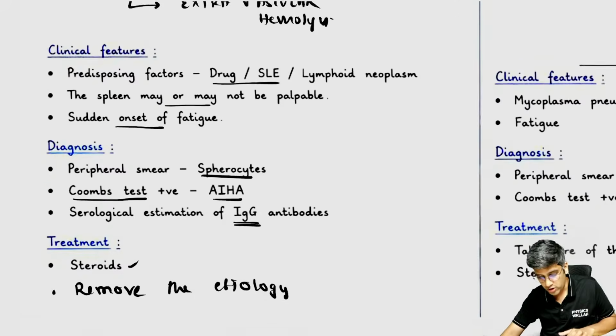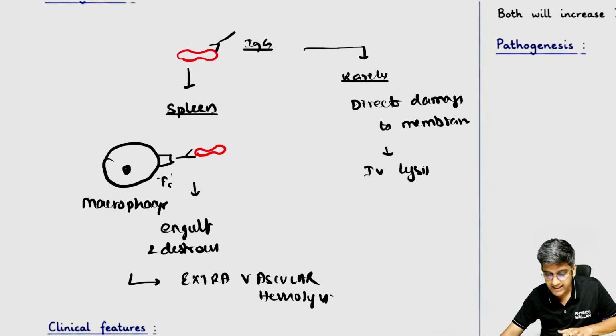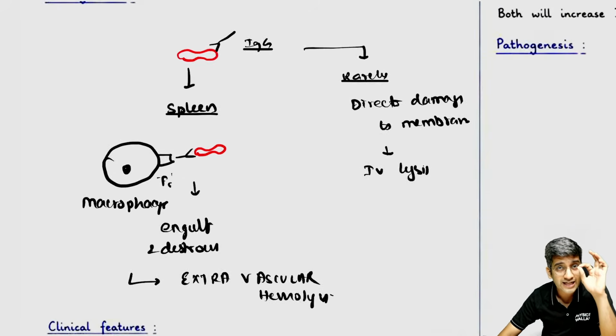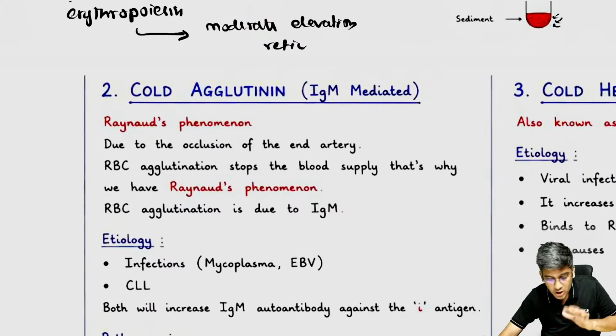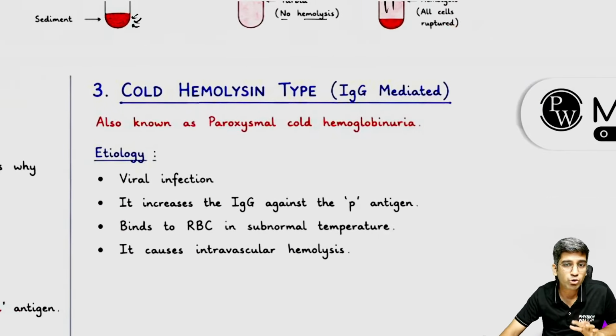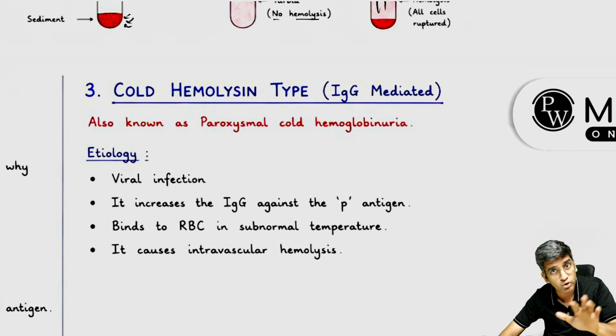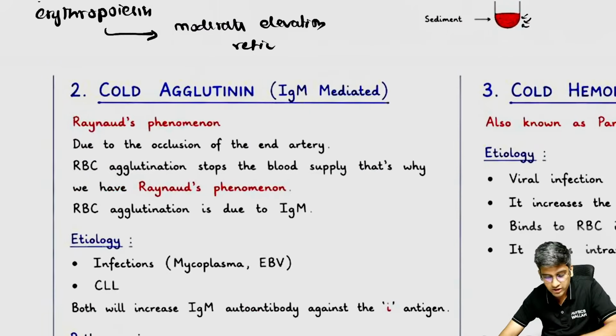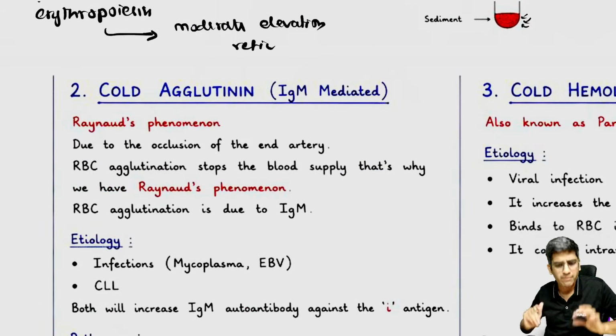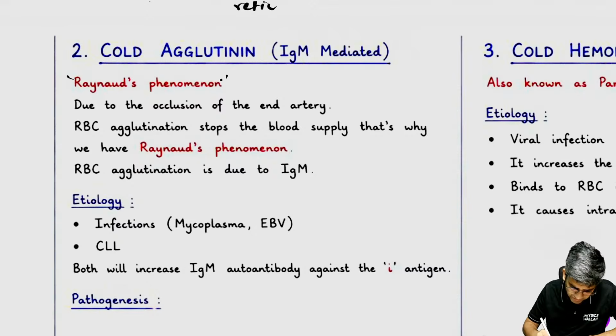The second is cold. In cold, I have two guys, right? So please, if the exam question comes, read what they are asking. Is it cold agglutinin type or cold hemolysin type? Both are different. Both are cold only, right? If it's agglutinin, IgM mediated, right? So here you'll have Raynaud's phenomenon. That's a very classical finding here, right?